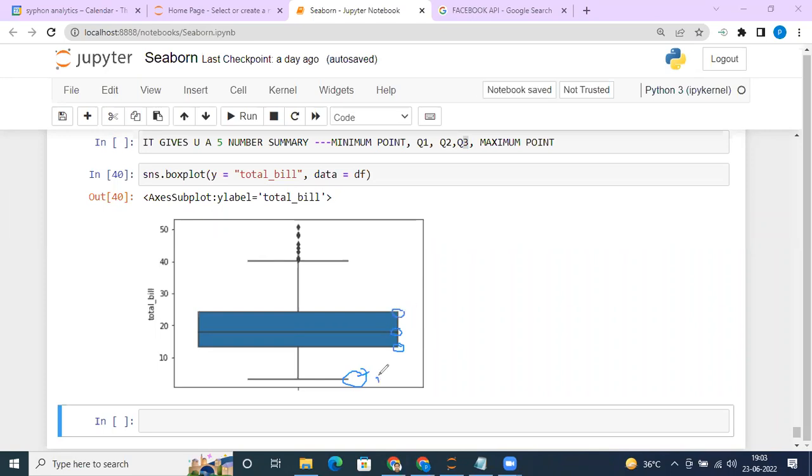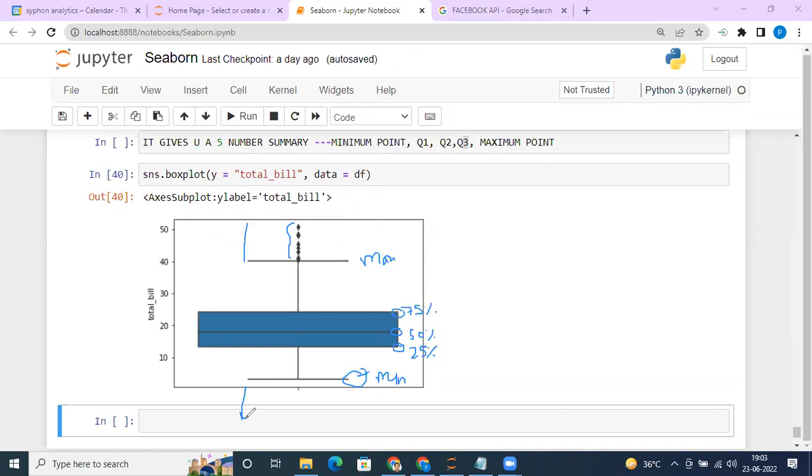Let me mention this. This is minimum point, min. This is 25 percentile, not percentage. This is 50 percentile or median. This is 75 percentile. And this is your max value. So whatever points that you are seeing here, these are your outliers. Anything above this max, or anything below the min, if you are seeing, understand those are your outliers.